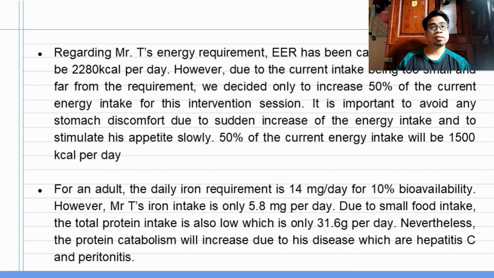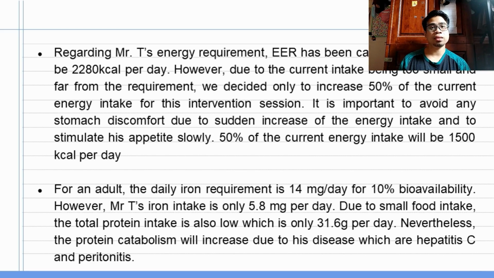Regarding Mr. T's energy requirement, EER has been calculated and should be 2,280 kilocalories per day. However, due to the current intake being too small and far from the requirement, we decided to only increase 50% of the current energy intake for this intervention session. It is important to avoid any stomach discomfort due to a sudden increase of the energy intake and to stimulate his appetite slowly. 50% of the current energy intake will be 1,500 kcal per day.